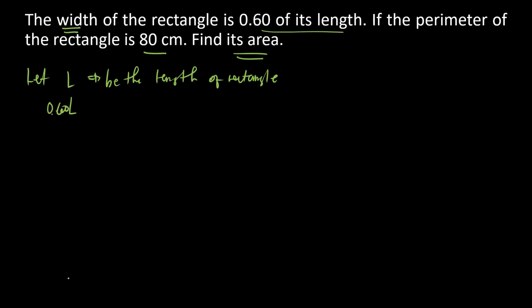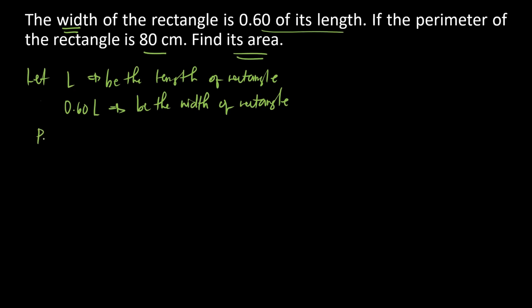Okay, so kung ang length ay L, 0.60. Again, so width daw ay 0.60 of its length. So, 0.60 of its length. Ayan si width. Be the width of the rectangle. Okay. And the perimeter of the rectangle is 80 centimeter. Para makuha natin yung value ng length, class, kasi kailangan yun ang mahanap natin para makuha natin yung value ng width. Okay, ang clue natin, ang perimeter daw ay 80 centimeter.